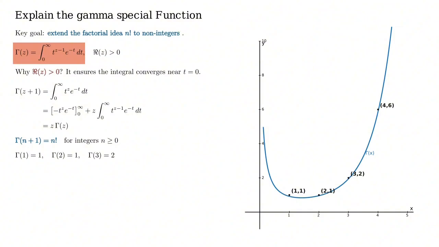That means gamma of 2 is 1, gamma of 3 is 2, and so on, exactly like factorial shifted by 1. This base value anchors the whole recurrence.